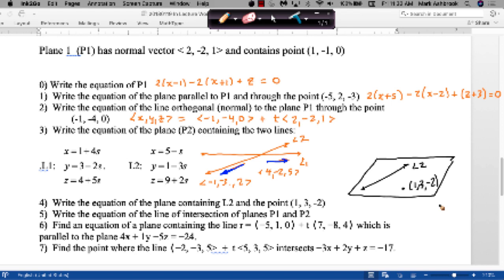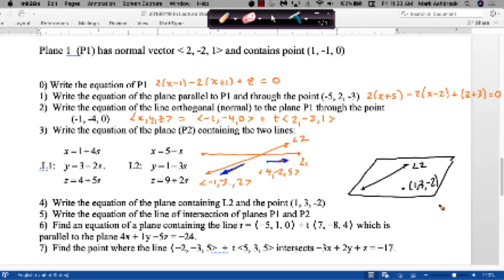Okay, I put the answers for 0, 1, and 2. So check your answers for 0, 1, and 2. 0 is just plug in the numbers. So if two planes are parallel, then what about their orthogonal vector? What about their orientation vector? If parallel planes, then what about their orientation vectors, their ABC vectors?